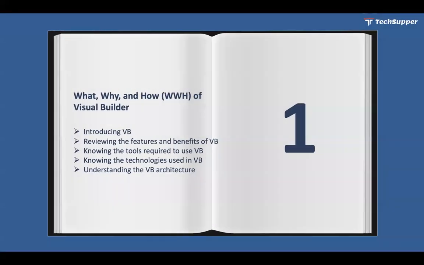In this book, we have written 16 chapters, and the heading of the first chapter is What, Why, and How of Visual Builder, wherein I have described Visual Builder, what the various features and benefits of Visual Builder are, knowing the tools required to use VB, what the various tools are you should know before you start Visual Builder, what technologies are used in VB, and an understanding of the VB architecture.